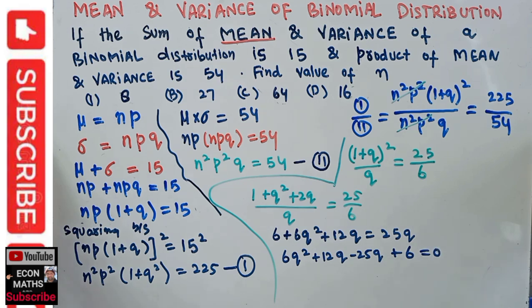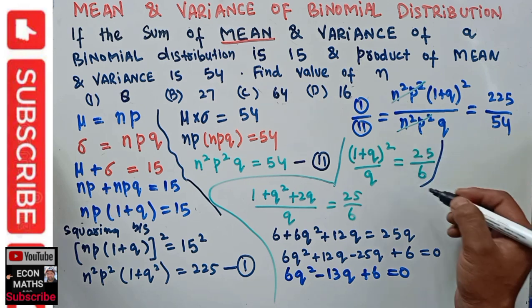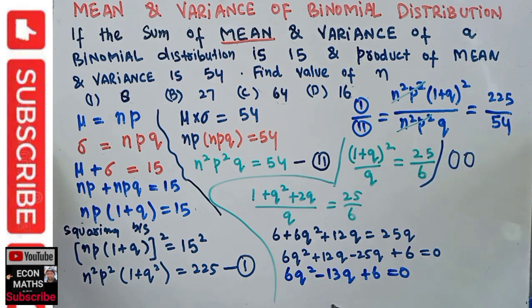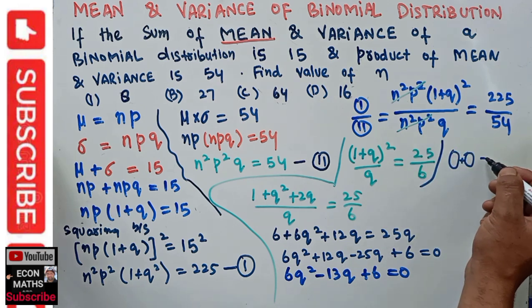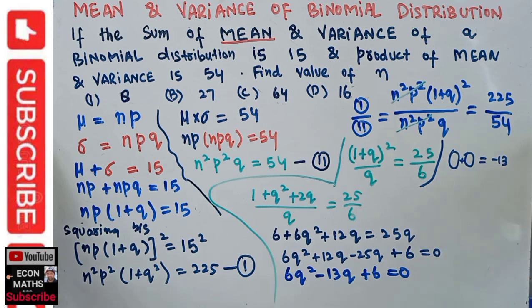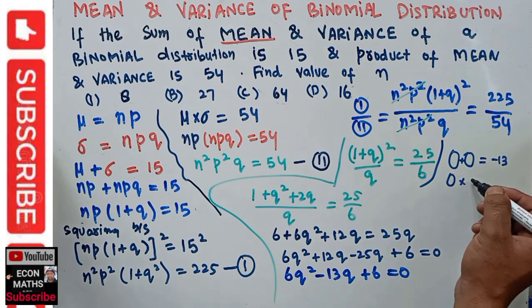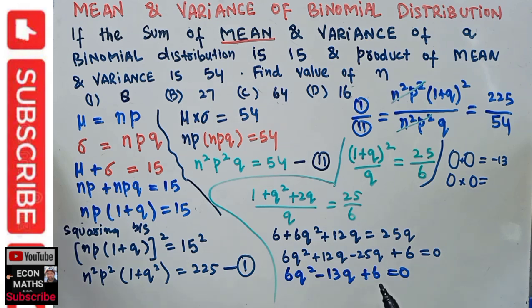Or we can write it in this fashion: 6q² minus 13q plus 6 is equal to 0. This is a quadratic equation and we can solve it. So we should get two numbers such that their sum is equal to minus 13, and their product is equal to the constant term multiplied by the coefficient of q².